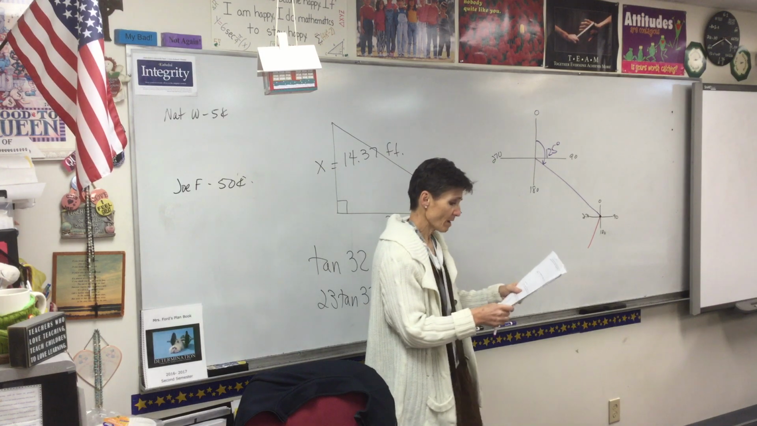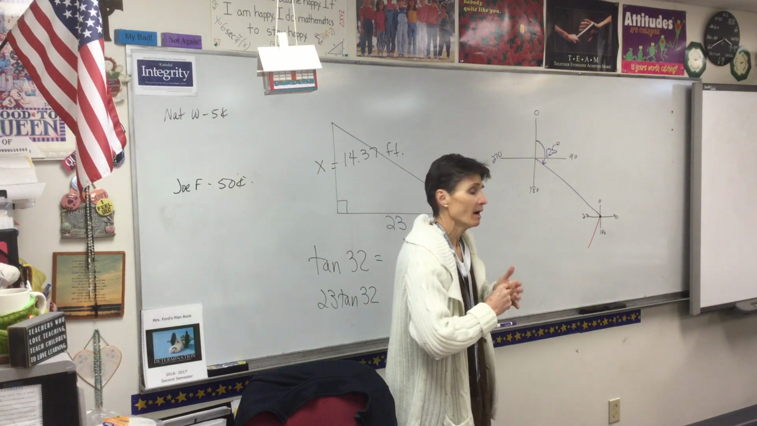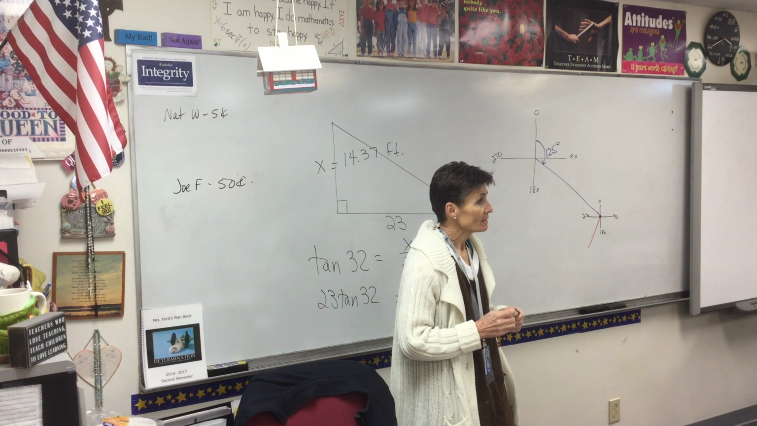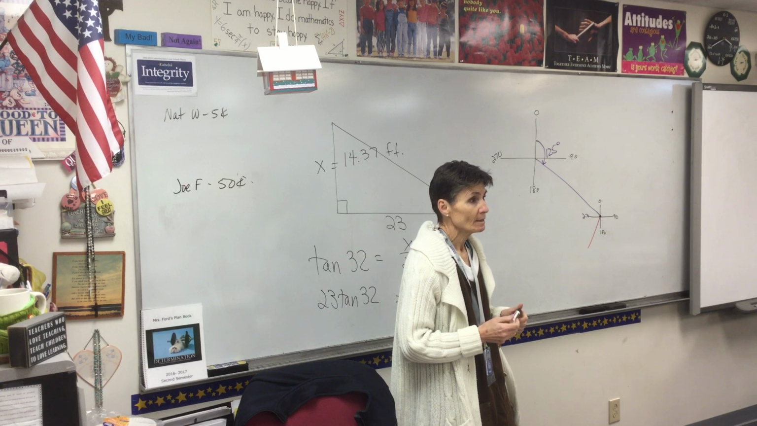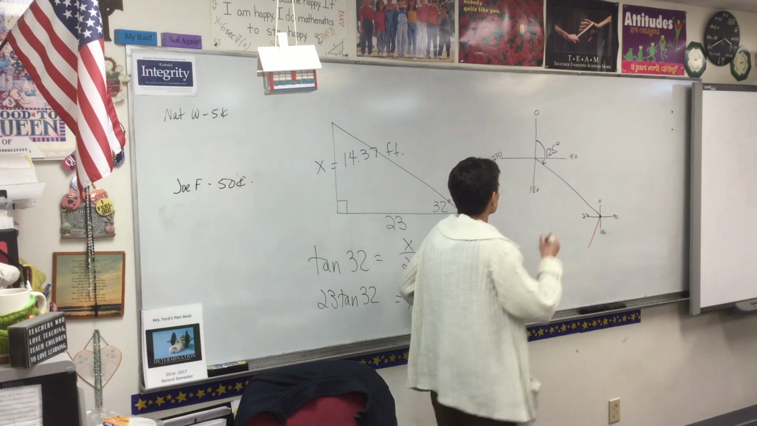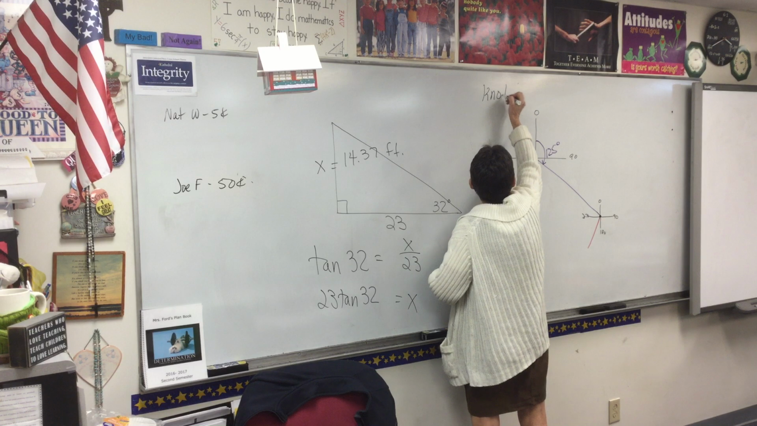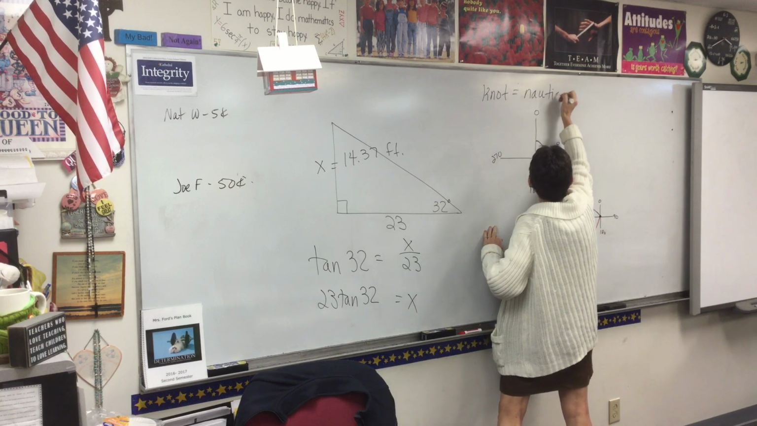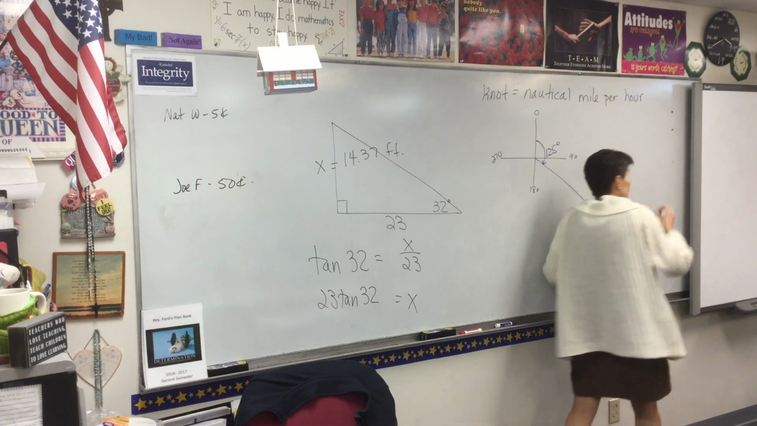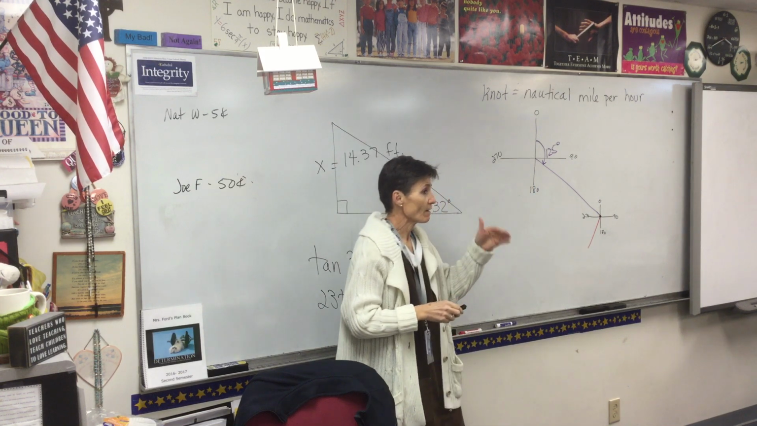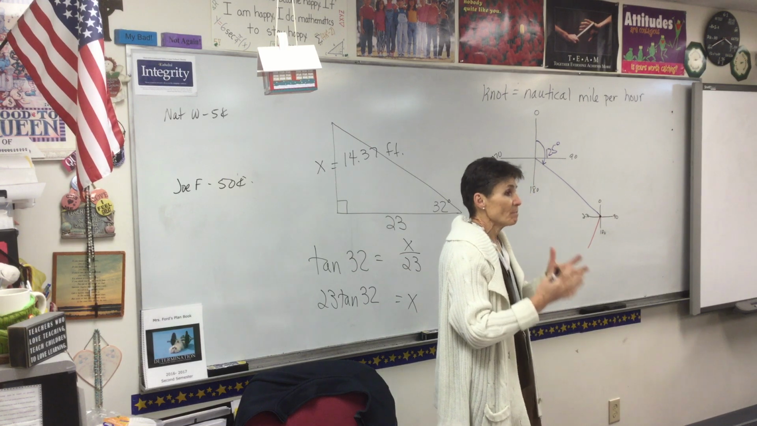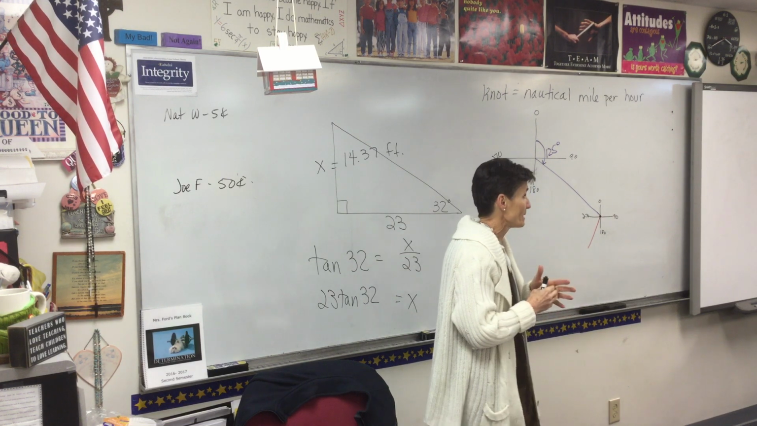Now, the ship is traveling at a constant speed of 10 knots. Does anybody know what that means? Have you heard that word before? Airplane speeds are often measured in knots. A knot is a nautical mile per hour. So you know how when you get in your car and you're driving down the highway at 50 miles an hour, that's a speed. A knot is a speed.